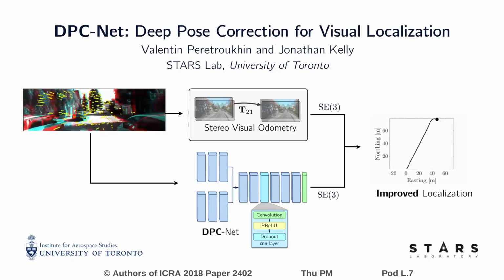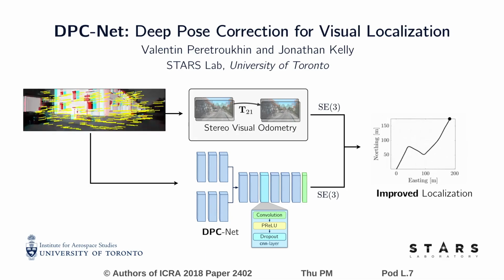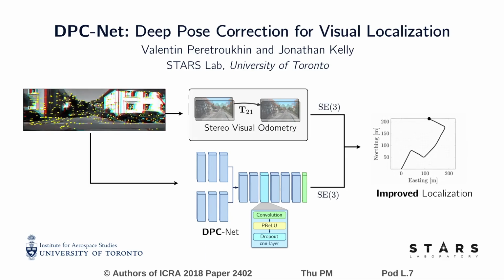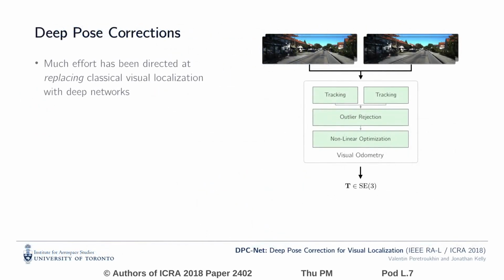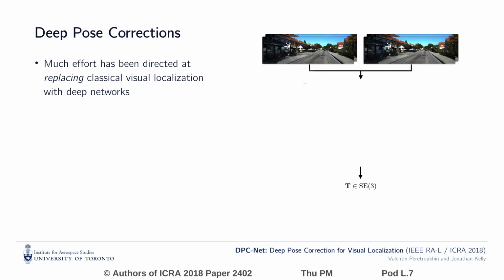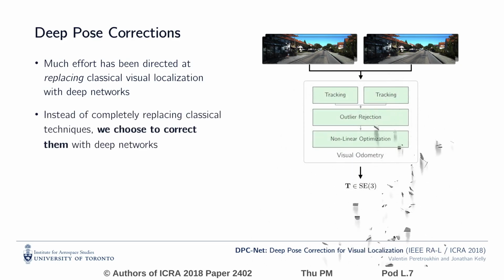We present DPC-Net, Deep Pose Correction for Visual Localization, a method to fuse the representational power of deep networks with efficient classical visual localization. Recently, significant research effort has been dedicated to replacing classical visual localization approaches, like visual odometry, with monolithic deep networks. Although this is an appealing way to harness the power of deep methods, these approaches force the network to learn appearance changes and projective geometry from scratch.